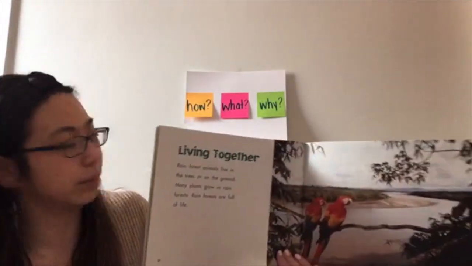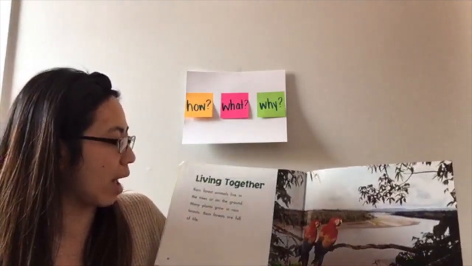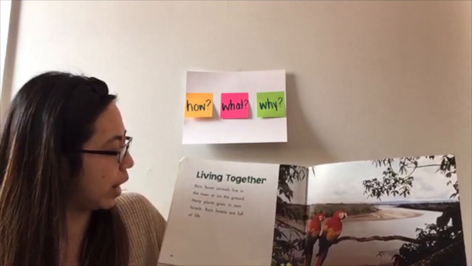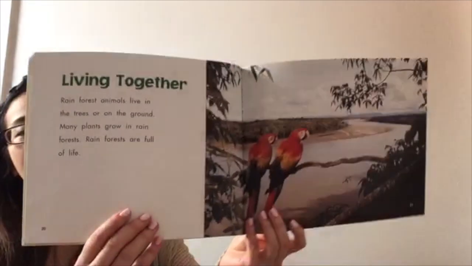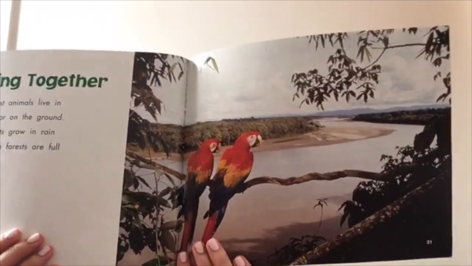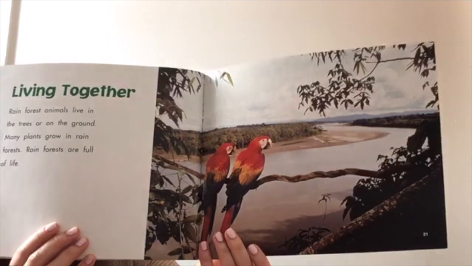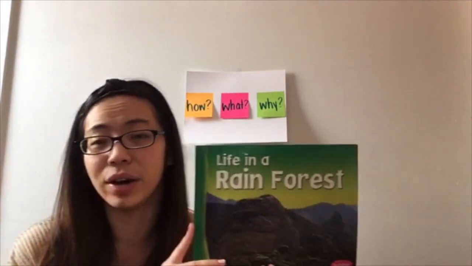Living together. Rainforest animals live in the trees or on the ground. Many plants grow in rainforests. Rainforests are full of life. And we see there are other types of trees and animals in the rainforest in this picture. And that's the end of our book, Life in a Rainforest.